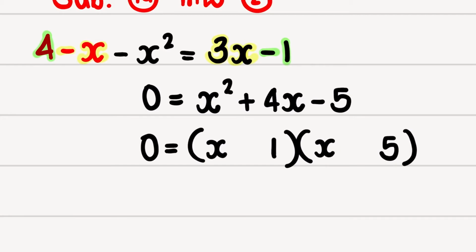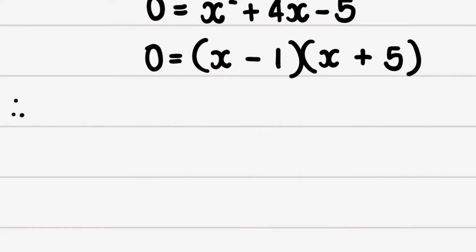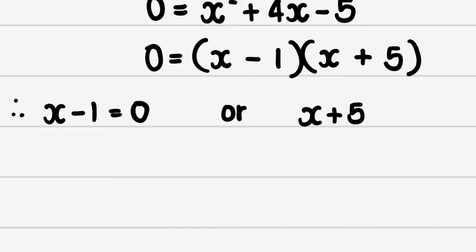But I need to decide which one gets the plus and which one gets the negative. I look at my middle term and my bigger number. So my 5 is plus and my 1 is negative. Now I'm going to get my x values. So that means that therefore x minus 1 equals 0 or x plus 5 equals 0. So if x minus 1 equals 0, that means that x is equal to 1. And if x plus 5 equals 0, that means that x is equal to negative 5.